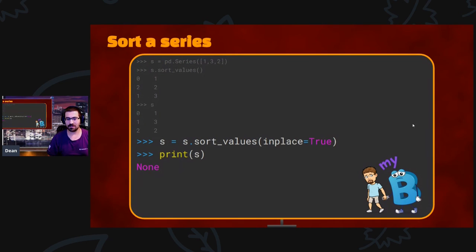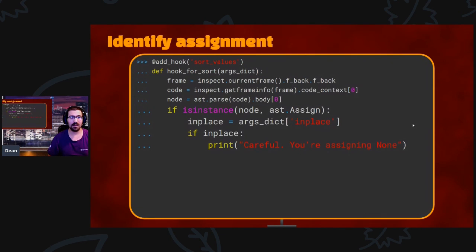Pandas has something called inplace equals true. When I say inplace equals true, it actually changes S itself. But the flaky thing about it is that it returns None. So it changes the object, but returns None. And when you print S, you get None. And that's not a good thing.